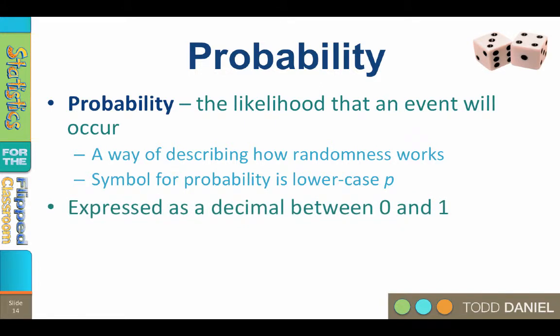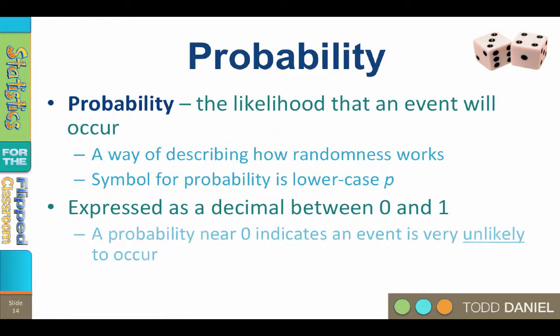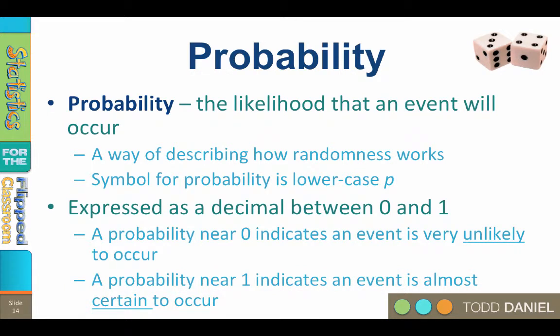Probability values are always expressed as a decimal on a scale from 0 to 1. A probability near 0 indicates that an event is very unlikely to occur. A probability near 1 indicates that an event is almost certain to occur. A probability of 0.5 indicates that the occurrence of an event is just as likely as it is unlikely.